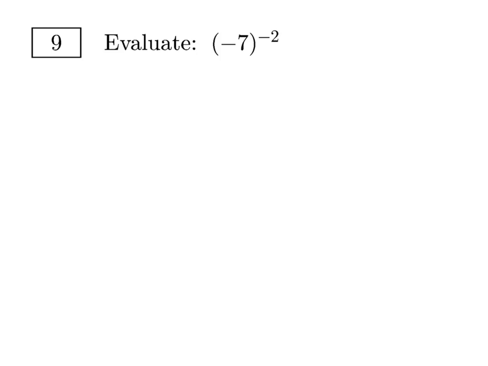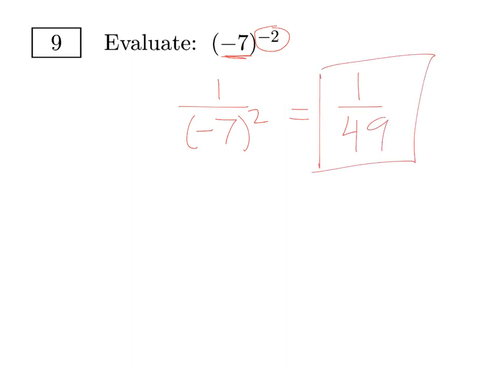All right, evaluate. Here I have a negative power. So what do you do when the power is negative and you want to make it positive? You change the position of your base value. So it's in the numerator position now, so I'm going to put it in the denominator position. And negative 7 times negative 7 is 49. So 1 over 49 is your answer.